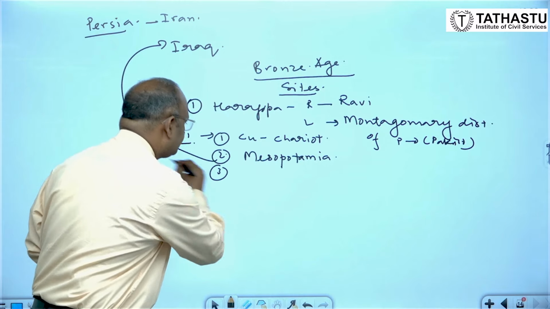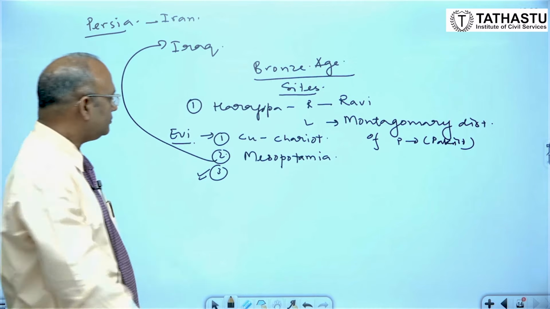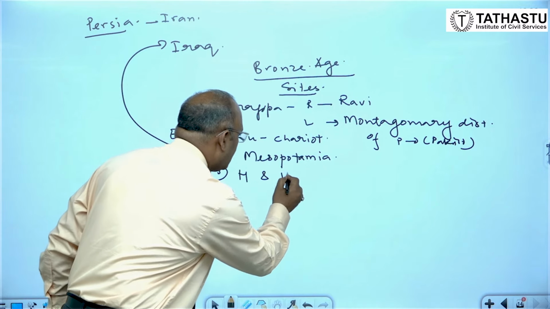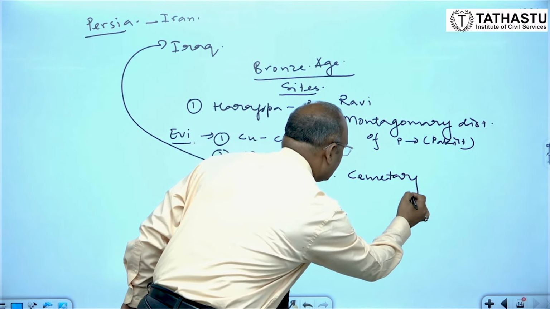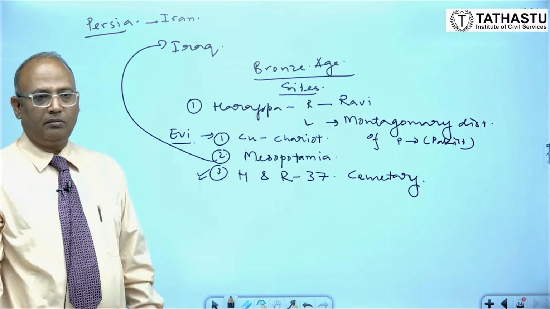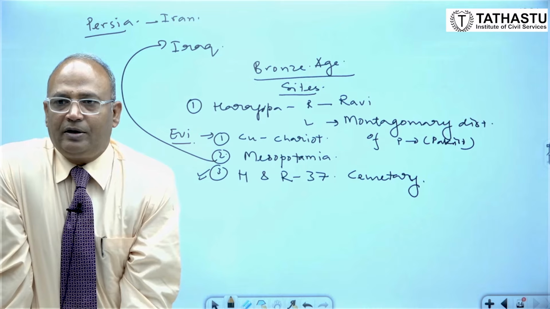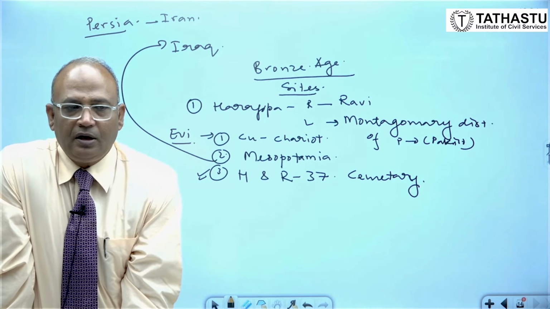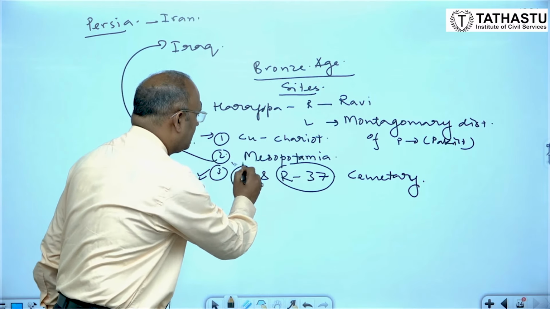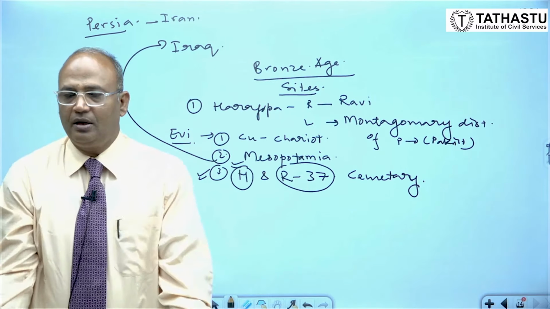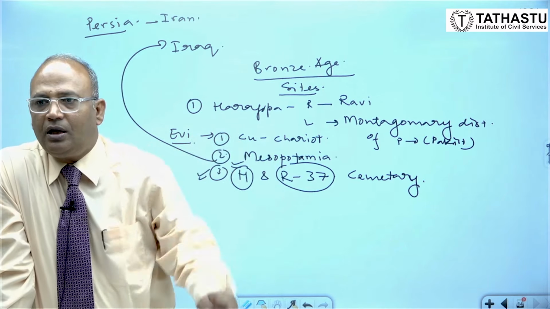Another thing, this is very important, this object is very important. H and R 37 cemetery. Write down. Cemetery, you know what it means? Graveyard, disposing the dead body. So, basically these two names have been given by archaeologists. Then the question asks, what is H? H culture or H cemetery. So, basically the place where they were disposing the dead body.